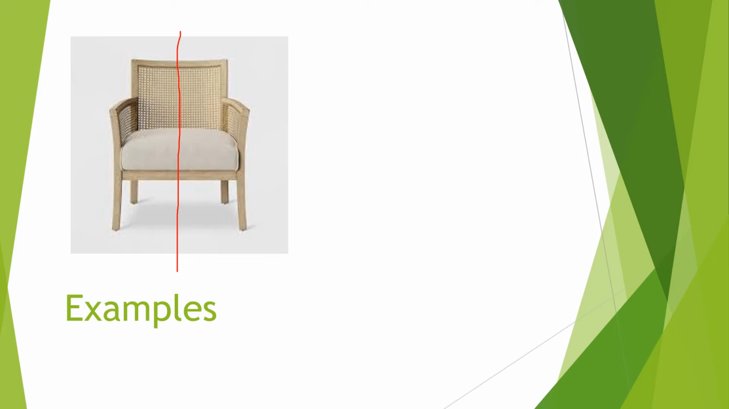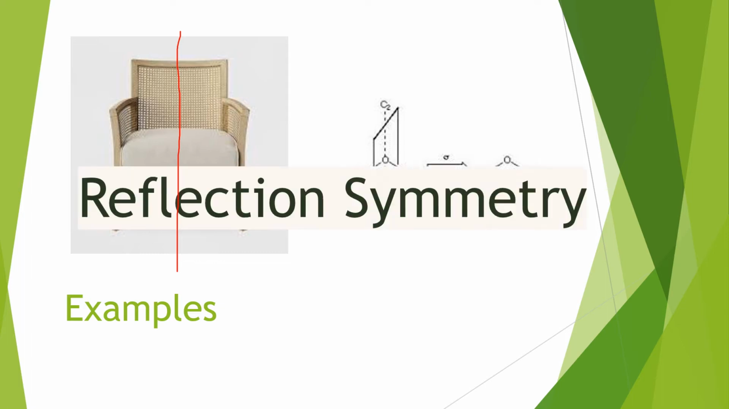A molecular example of this would be the water molecule. You can see that they've already drawn the plane here for you, and you can flip it on both sides and it's just going to be just like the chair. You fold it over and it looks exactly the same on both sides. So this plane is actually going to be called a reflection plane. And it's going to indicate that the molecule has reflection symmetry.